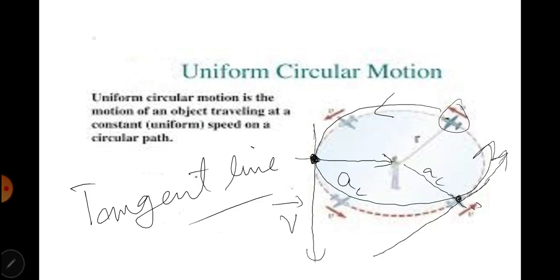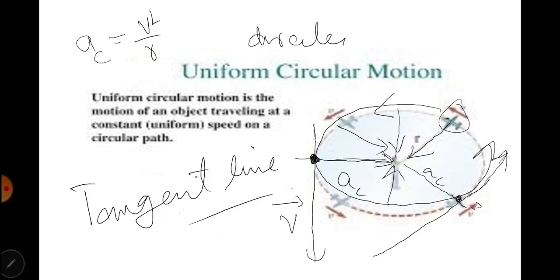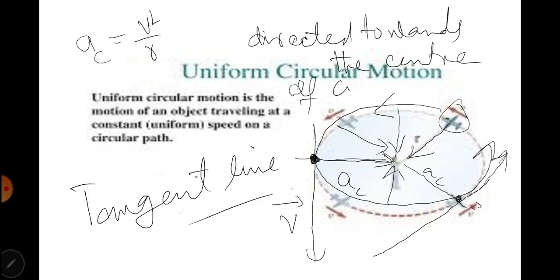So in circular path, the acceleration which is directed towards the center of the circle, if you see at every point, acceleration will be directed towards the center of the circle. So the acceleration which is directed towards the center of the circle is called centripetal acceleration, and it is equal to v square divided by r. Acceleration directed towards the center of the circle.